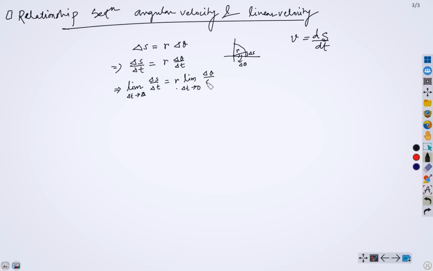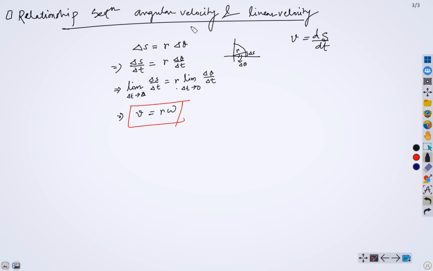This gives V equals R omega, right? This is instantaneous angular velocity, defined as omega. So the relationship between linear velocity and angular velocity is given by this: V equals R omega.